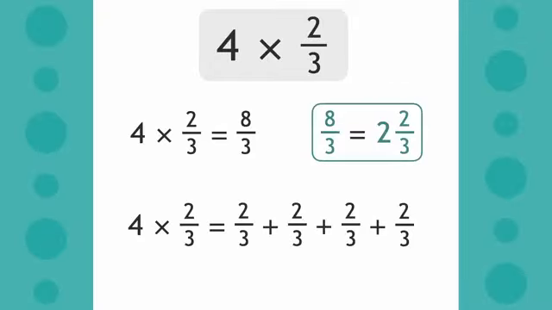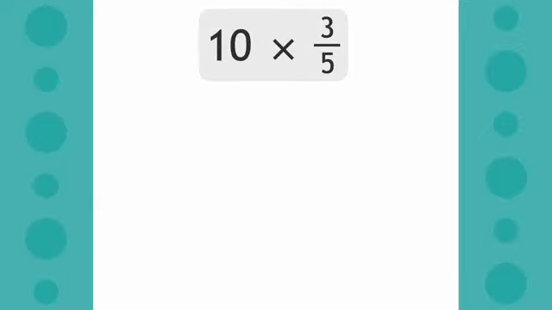Great, let's try one more. This time we'll multiply 10 by 3/5. Our whole number is 10, and the numerator in our fraction is 3. So we'll multiply 10 by 3, which equals 30. Our denominator is 5, so our answer is 30/5. So 10 times 3/5 equals 30/5.